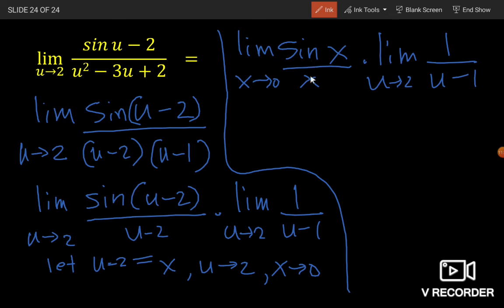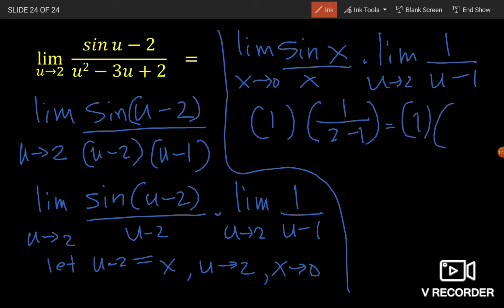The limit of sine x over x as x approaches 0, we know the answer. It's already 1, multiplied by the limit of 1 over u minus 1 as u approaches 2. We just substitute u with 2. This becomes 1 over 2 minus 1. This is now equal to 1 multiplied by 1 over 2 minus 1, which is 1. So 1 times 1 over 1 is 1. So our final answer is 1.